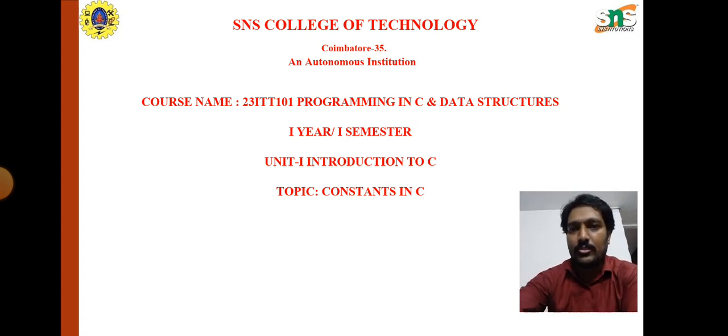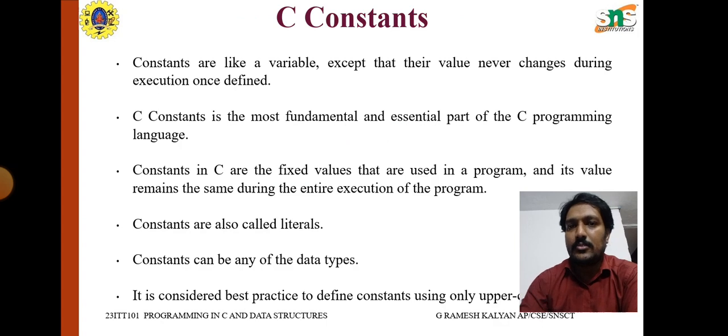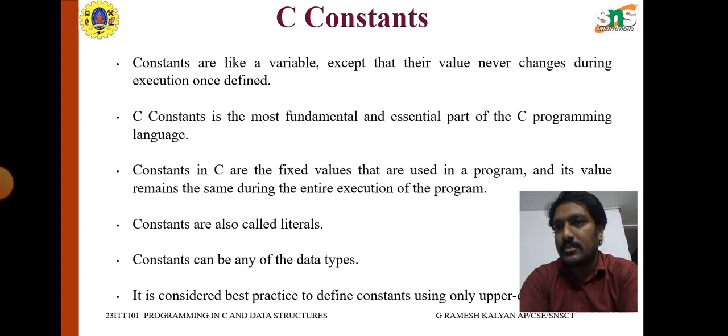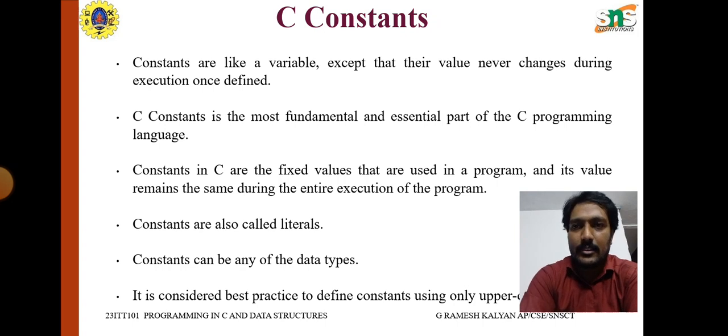The topic is constants. C constants are like a variable except that their value never changes during execution once defined. A C constant is the most fundamental and essential part of the C programming language. These are fixed values used in a program, and the value remains the same during the entire execution process of the program without changing. Constants are also called literals, and they can be of any data type.